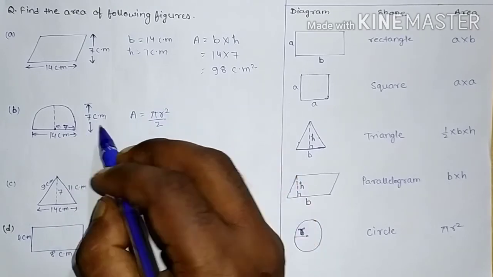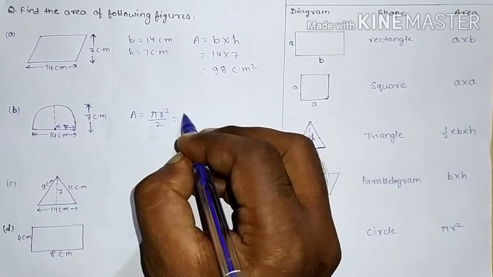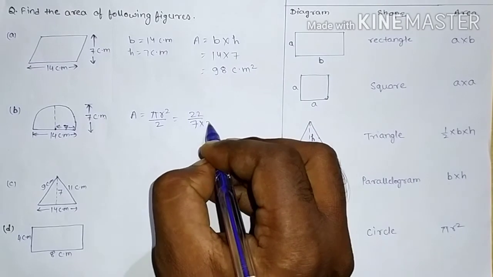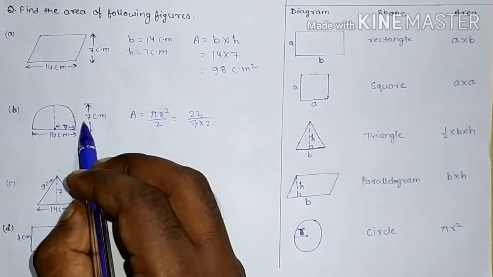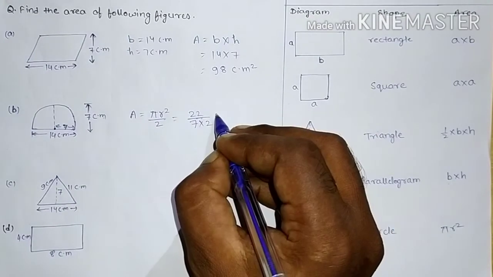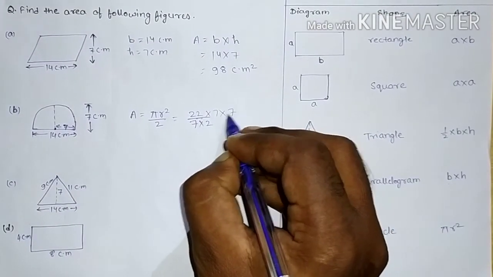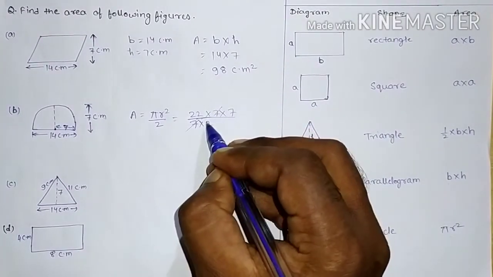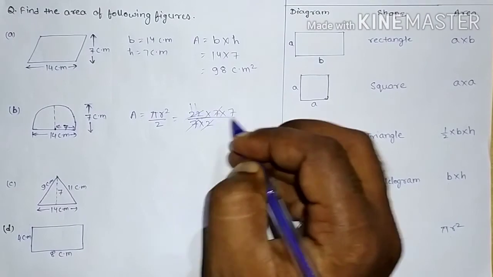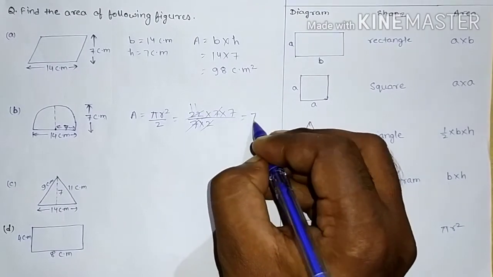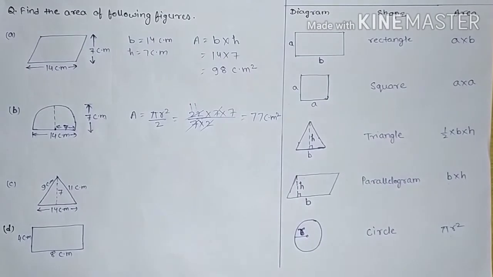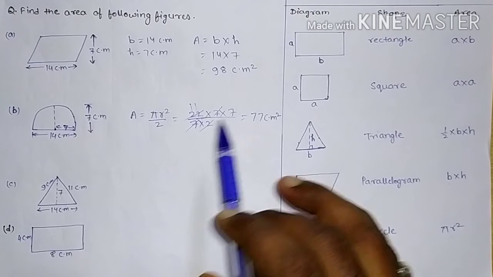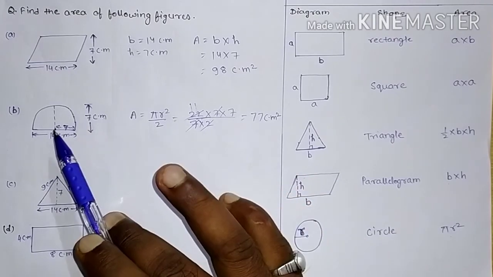So just put the value. Pi, that means 22 by 7, by 2, and r square. R is given here 7 centimeter. So 7 into 7 we can write. So just simplify it. 7 cancels out. 2 1s are 2, 2 1s are 2, 11. 11 into 7, that is 77 centimeter square. Now it's very simple. This is the answer. And this is the way to find the area of a half circle.